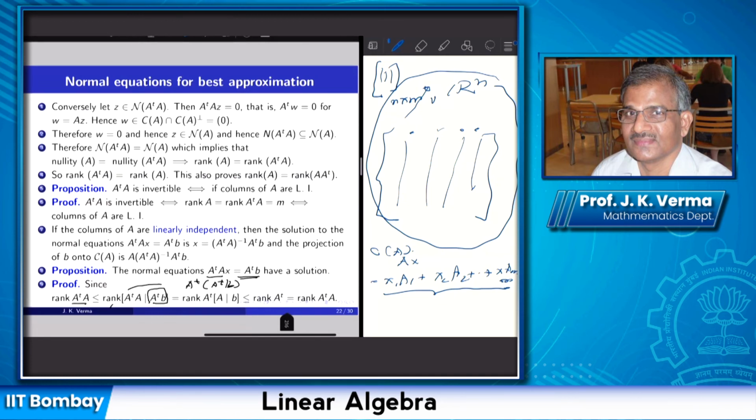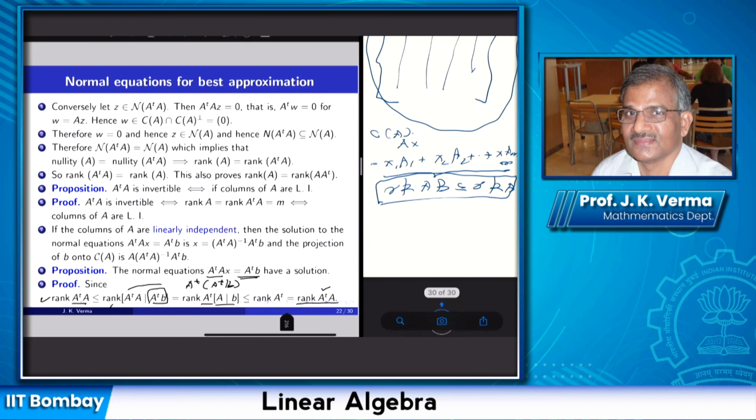So this is the rank of A transpose times this, but when I multiply a matrix on the right, the rank satisfies this condition: rank of AB is less than or equal to rank of A. Use linear transformations to see this fact. So rank of A transpose times this augmented matrix is less than or equal to rank of A transpose, but rank of A transpose is rank of A transpose A. So therefore this number is equal to this, and we should have equality everywhere. So the rank of A transpose A is the same as the rank of the augmented matrix.